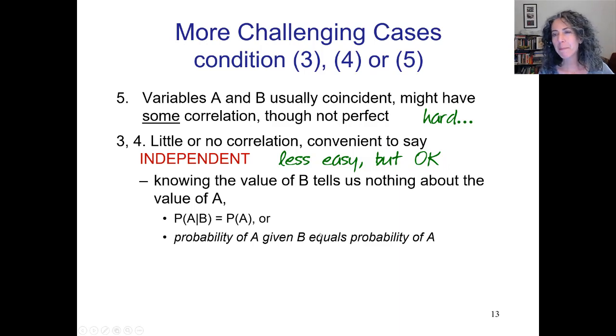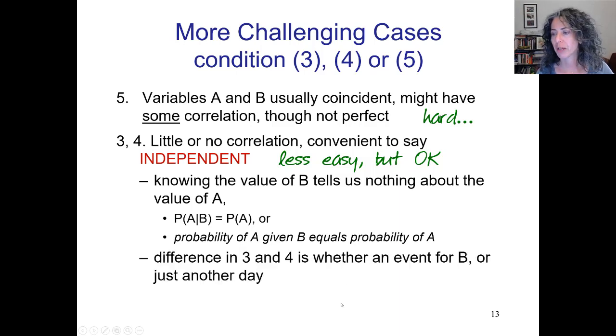So in this case, the independence assumption tells us that knowing the value of B doesn't tell us anything about the value of A, right? So Greg talked about this in the multivariate lecture. Okay, so the probability of A given the condition B is just equal to the probability of A, right? Knowing B didn't tell us anything about A, right? So the difference now in conditions 3 and 4 is just going to be whether we're seeing an event for variable B or if it's just another day on variable B.